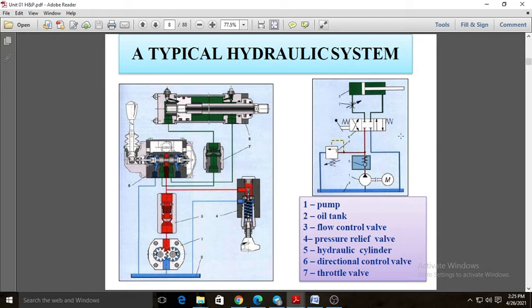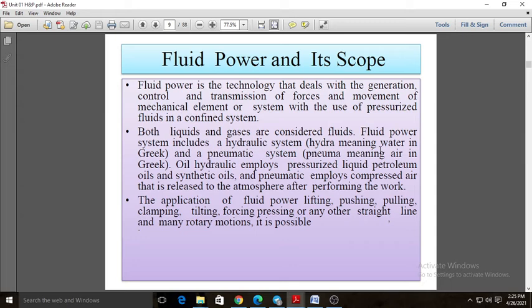Mostly we are using the check valve there, which allows the fluid to flow only in one direction. Actually this diagram is a symbolic diagram, and this diagram is the detailed actual diagram. We will study each and everything in detail as the lecture proceeds. Okay, then what is fluid power and its scope, we are going to see here.